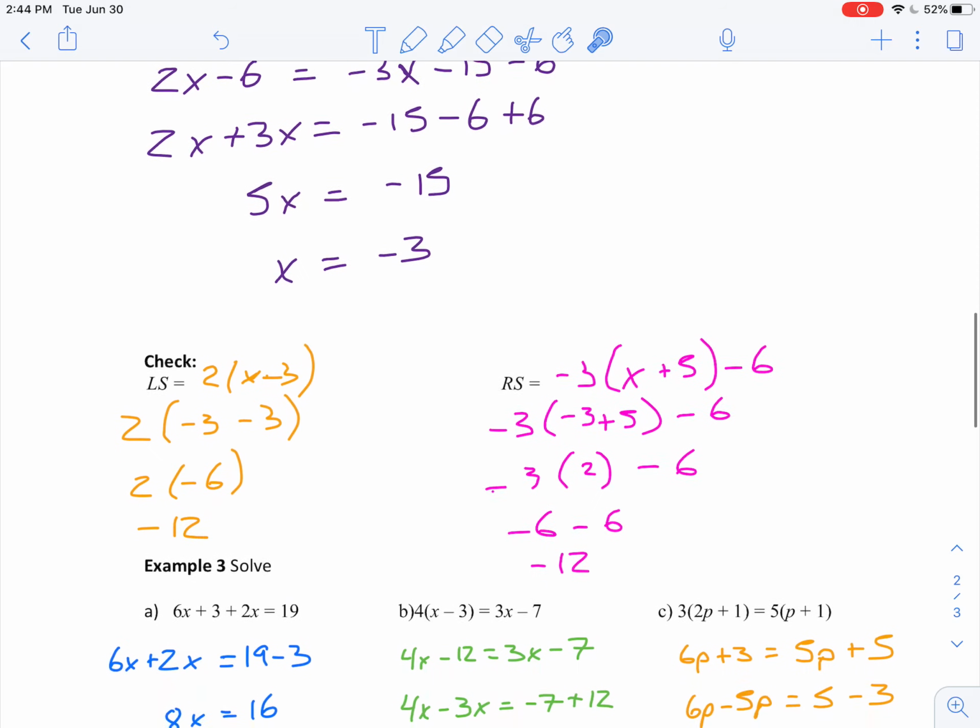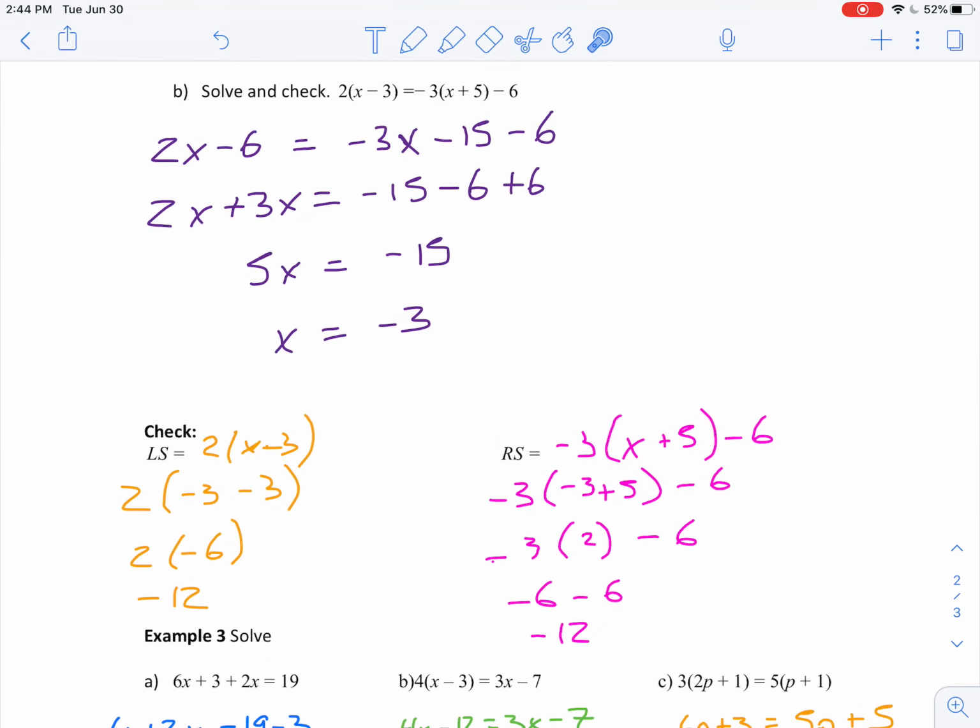Now when I go ahead and perform a check, I'm going to write out the left side of the equation, 2 multiplied by (x minus 3), and then I'm going to substitute my x value into the equation where x is. So in this case, it would be negative 3 minus 3, which gives me negative 6. Negative 6 times 2 is negative 12. Okay, so the left side is negative 12 when x is negative 3.